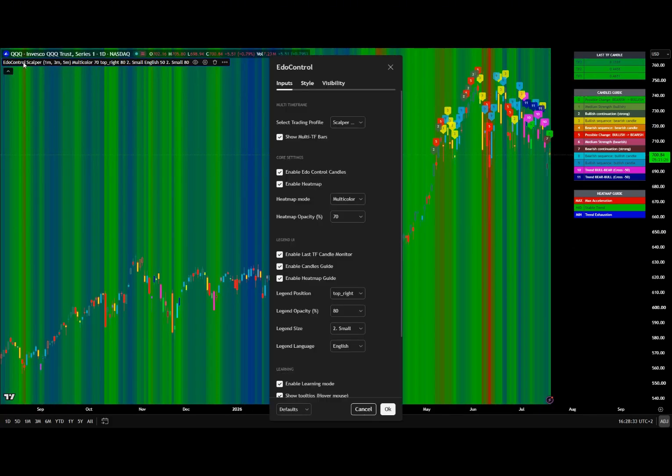Configuration. Let's open the settings. Each of the 3 layers turns on and off independently, so you control the visual load of the chart. You choose the trading profile, the heat map mode and its opacity, and which panels to show, with their corner, size and language. And the colors and the per time frame visibility come from the Standard Style tab.